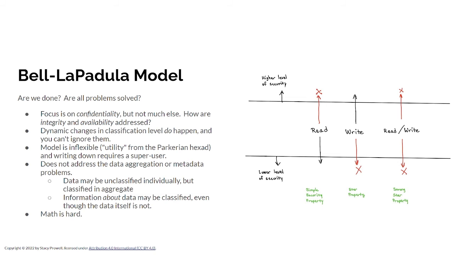The model is also inflexible. Utility from the Parkerian hexad is not addressed. We don't know about that. And writing down requires a special user who can do anything, which is maybe not great.